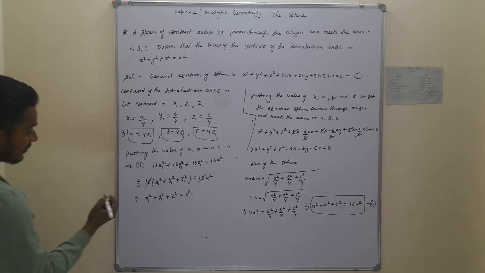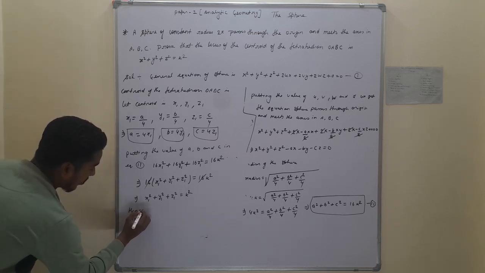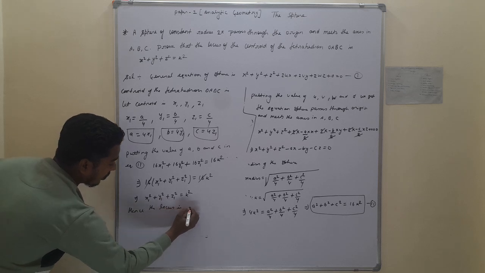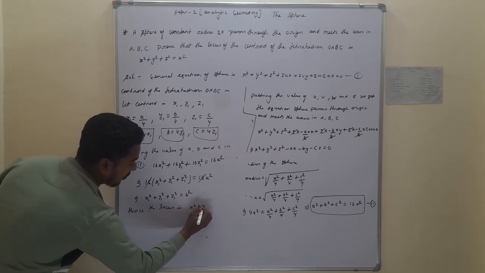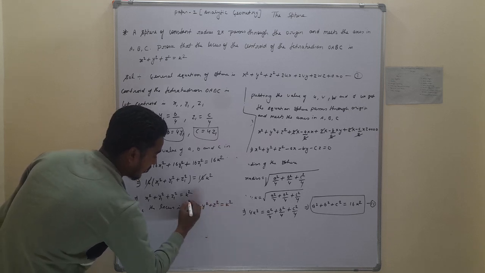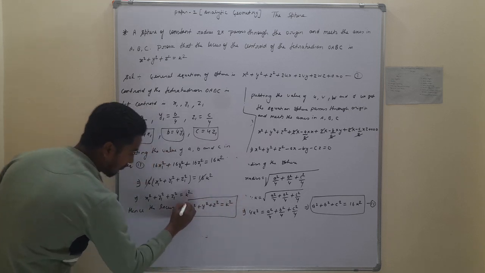Hence the locus is x square plus y square plus z square is equal to k square, and this is the required solution of the given problem.